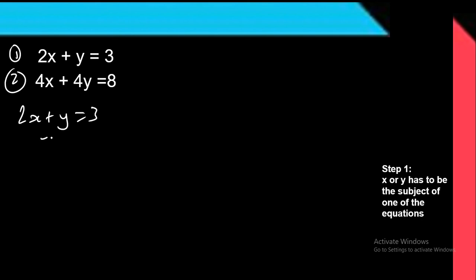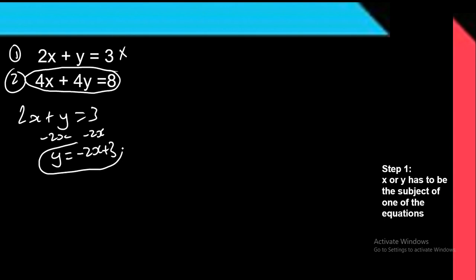Okay, so if I subtract 2x from both sides, I will make y the subject, and it will be y = -2x + 3. So instead of that first equation, I don't really need that anymore. I'm just going to use what I have just got. Okay, so now I'm going to substitute y into that second equation.